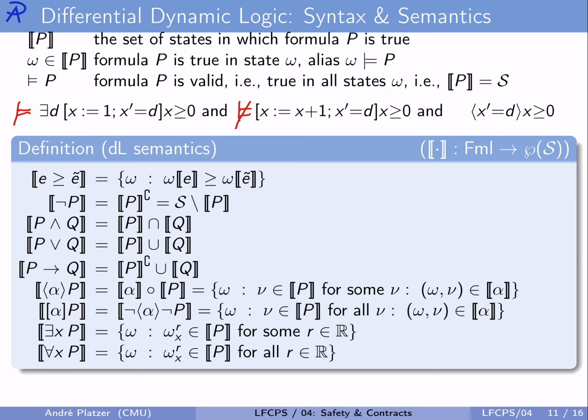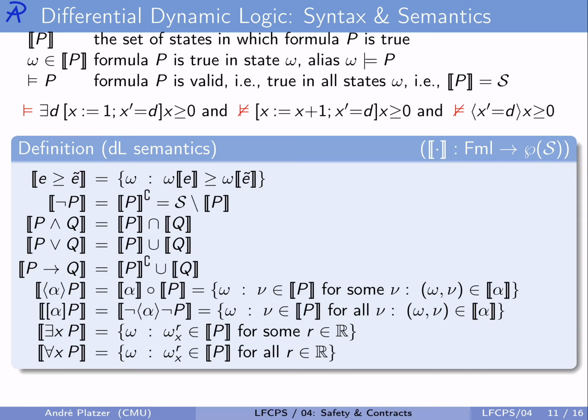But the other states are the problem. The states where the initial value of x is already negative, but the value of the slope d is also negative, because then it just keeps on getting worse. In other words, this formula is not actually valid. The first one was valid, but these two were not. True in some states, but not in all of the states.